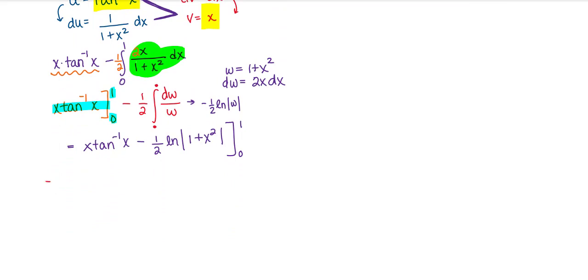So I'll put 1 in. So 1 times inverse tangent of 1 minus 1/2 natural log of 1 plus 1 is 2. And then I'll put my 0 in. So that makes 0 inverse tangent of 0. So that will be 0 minus 1/2 natural log of 1. And natural log of 1 is 0. So yes, that whole piece becomes 0.